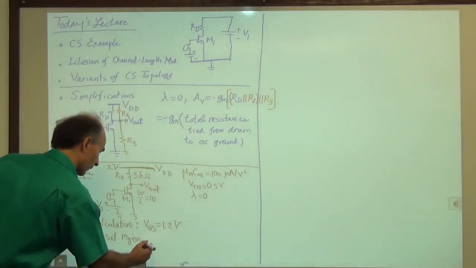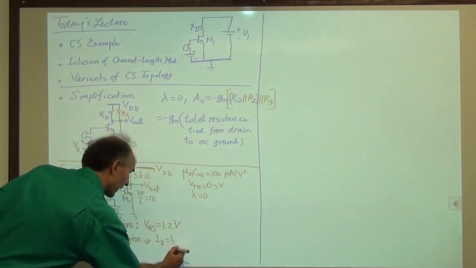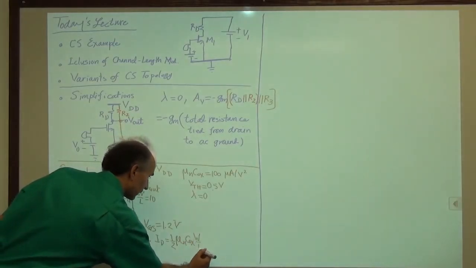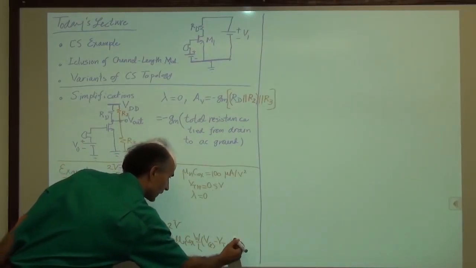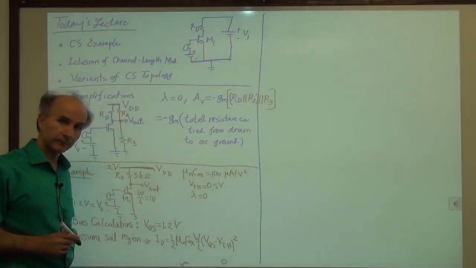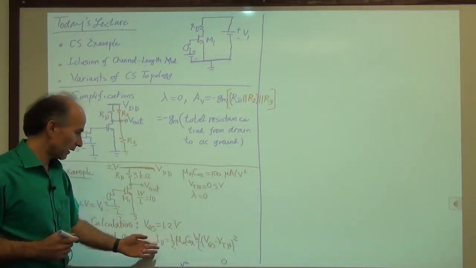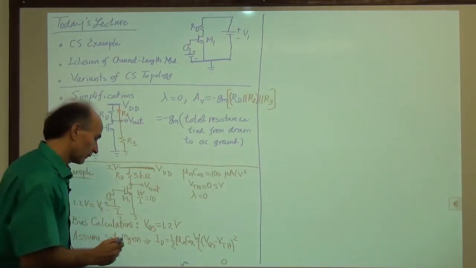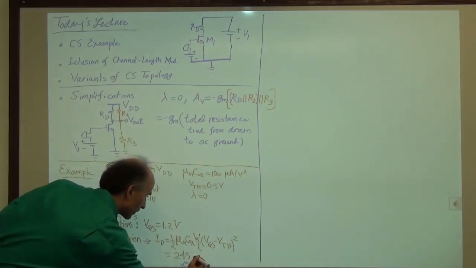All right, so then I say ID is equal to 1/2 mu n Cox W over L (VGS minus VTH) squared. I don't have 1 plus lambda VDS because lambda is 0. Okay, so now because I have VGS, VTH, W over L, mu and Cox, I can find ID. And that ID is equal to 245 microamps.